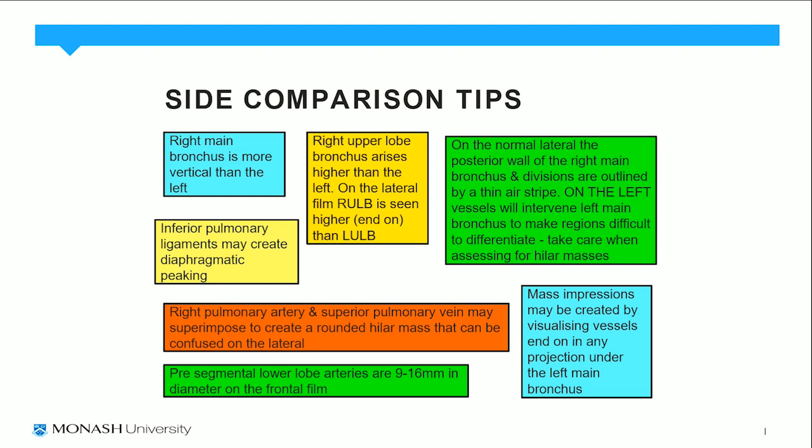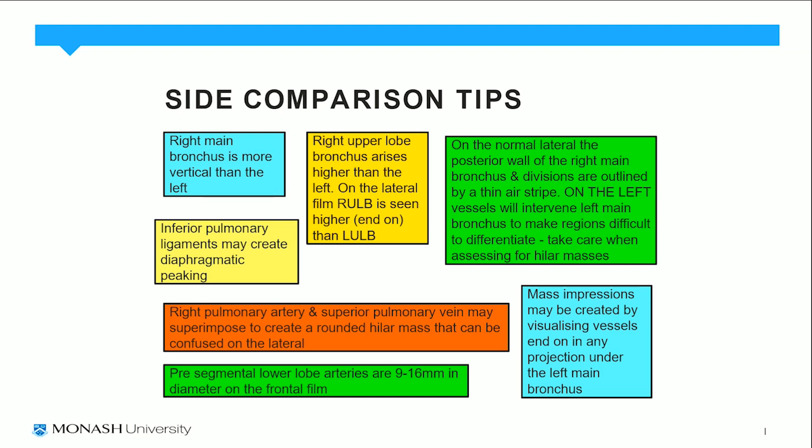Now, just a side-to-side comparison. The right main bronchus is more vertical than the left. The right upper lobe bronchus arises higher than the left. On the lateral film, the right upper lobe is seen higher than the left upper lobe, and the inferior pulmonary ligaments may create diaphragmatic peaking.